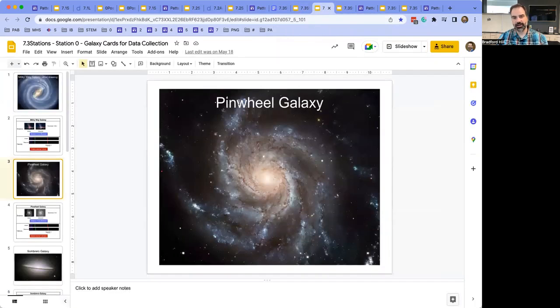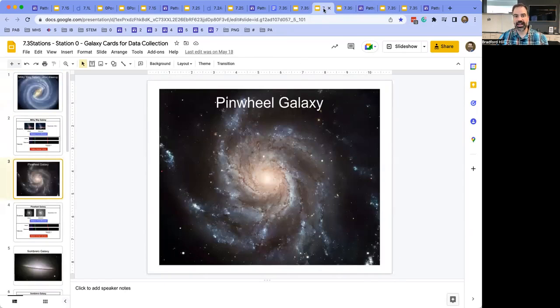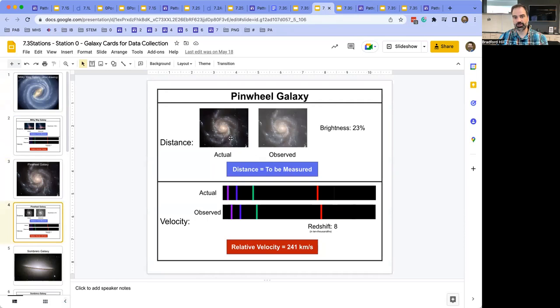So we hang up and you can just suspend it from the ceiling, or even, as I'll say, put it out on the football field. So there's a little diagram about where to hang all of these little galaxy cards. And so you can see on the front, there's just a beautiful picture of the galaxy. And on the back, there's some critical information.